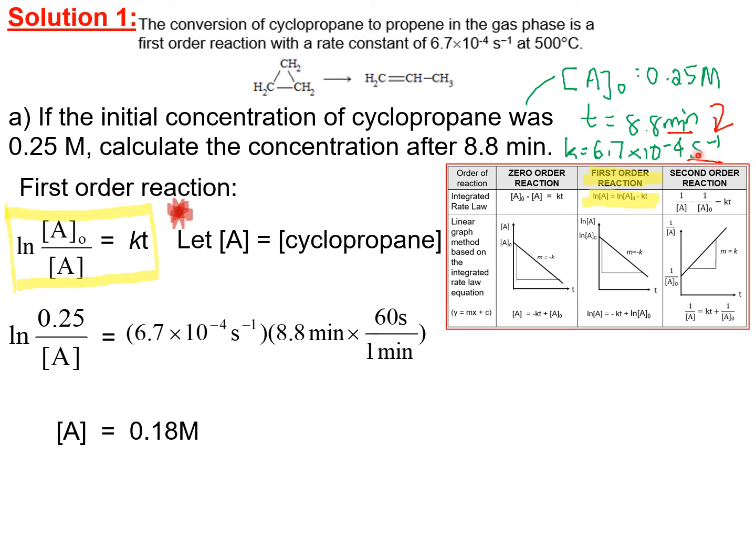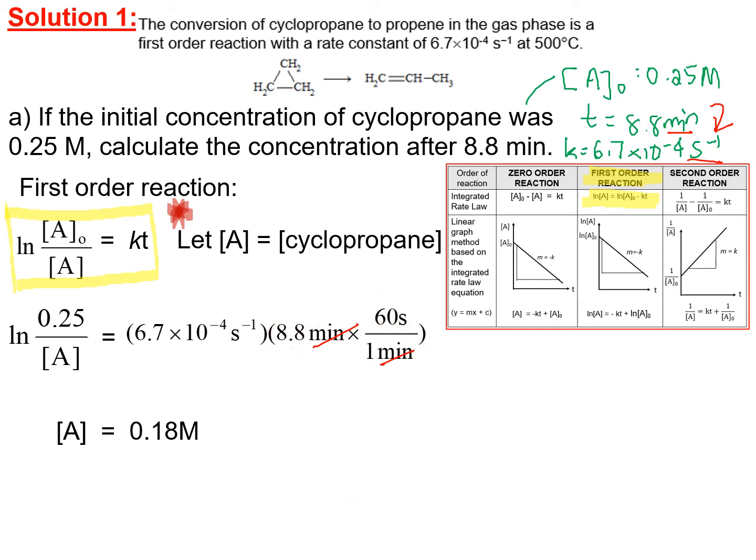Alright, so now we have let A be equal to cyclopropane, so you can substitute happily. The initial concentration of cyclopropane is 0.25, so you put 0.25 in this part because the top is specially for the concentration of your initial reactant. Okay, N equals to K. K is also given, which is 6.7 times 10 to the power of negative 4 per second, and then multiply with time. If you look here, the time is converted from minutes into seconds.